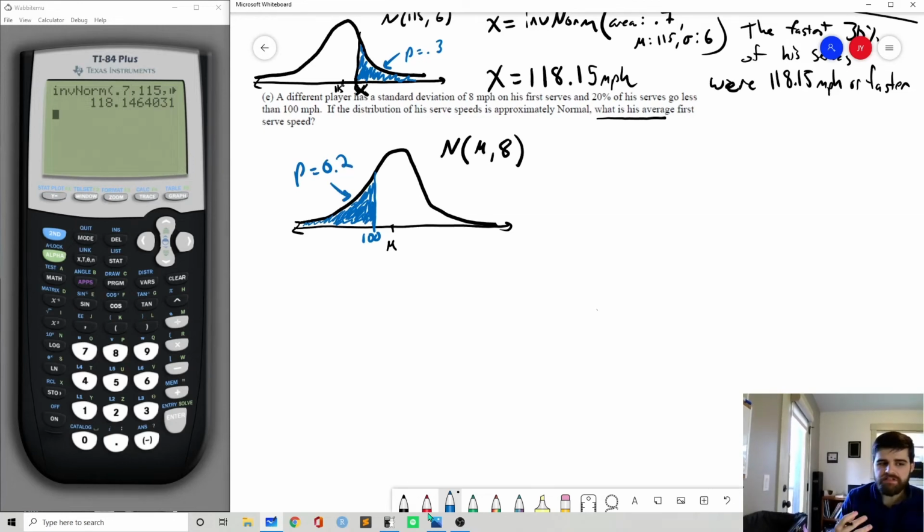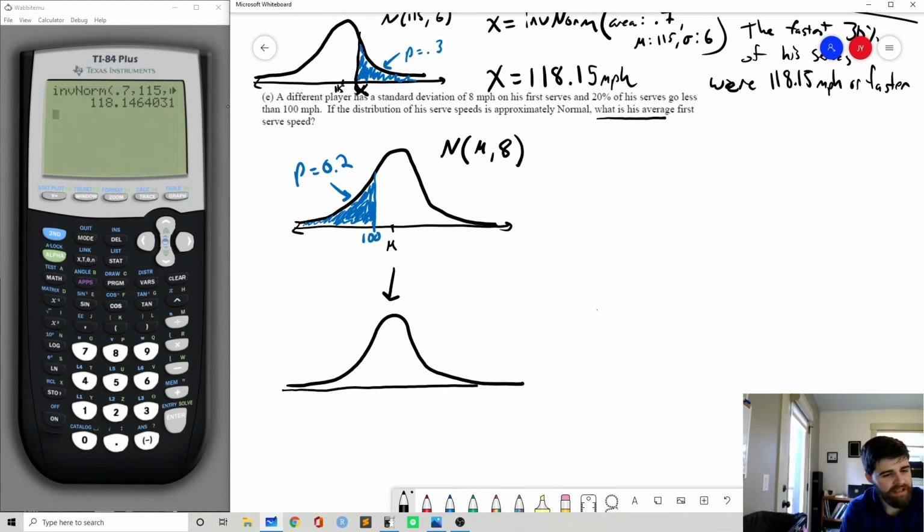Okay, so how do we take this information and work backwards to figure out our mean? We can't use inverse norm this time, even though we have the area. Inverse norm requires us to know the mean. We know the standard deviation, but not the mean. But what we can do here is standardize our data. This can be really good practice to do on all of these types of problems, but the calculator makes it so that we don't always have to standardize. If you were using table A, you would do this for pretty much every problem, but we only have to do it for something like this.